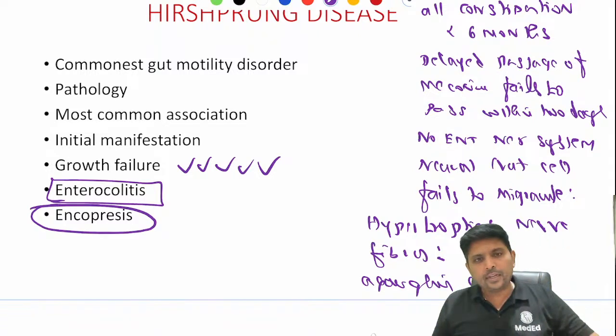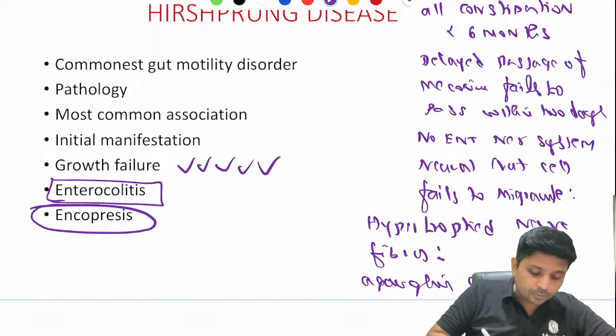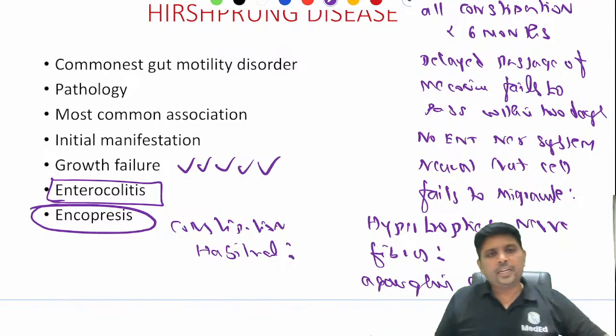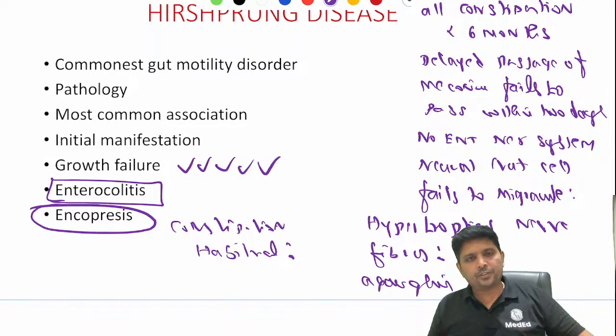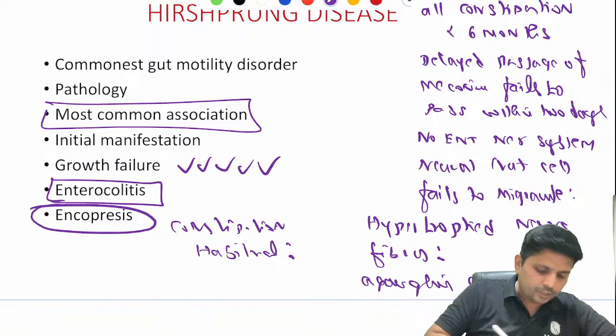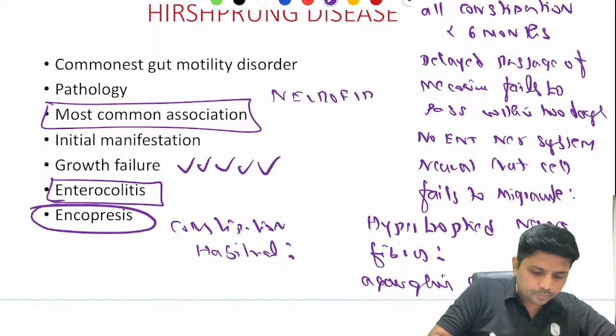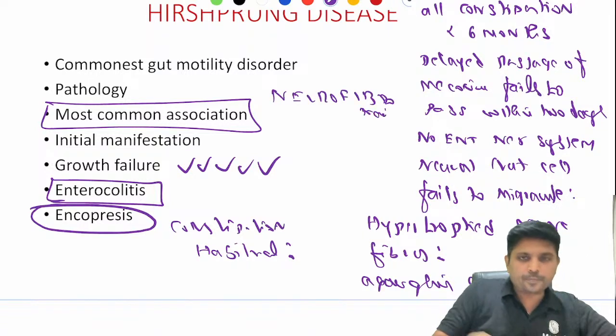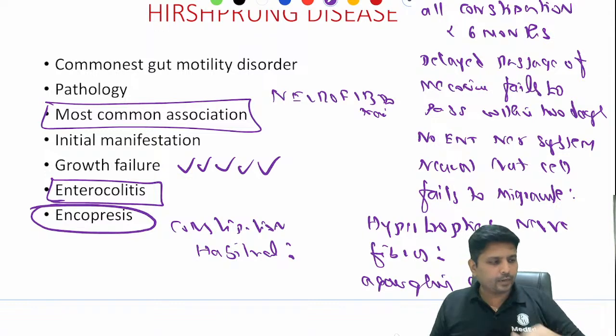Encopresis is a feature more of habitual constipation rather than Hirschsprung's disease. Okay, the most common association is neurofibroma, which is an association with Hirschsprung's disease.